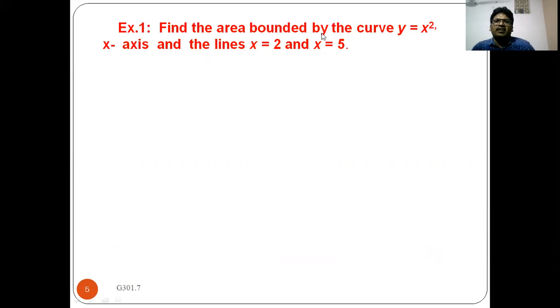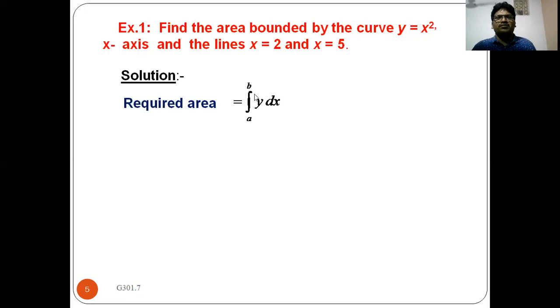Find the area bounded by the curve y equal to x square and the lines x equal to 2 and x equal to 5. So this is the problem. Here the curve y is equal to x square is given, and the limits are also given, x equal to 2 and x equal to 5, about the x-axis.